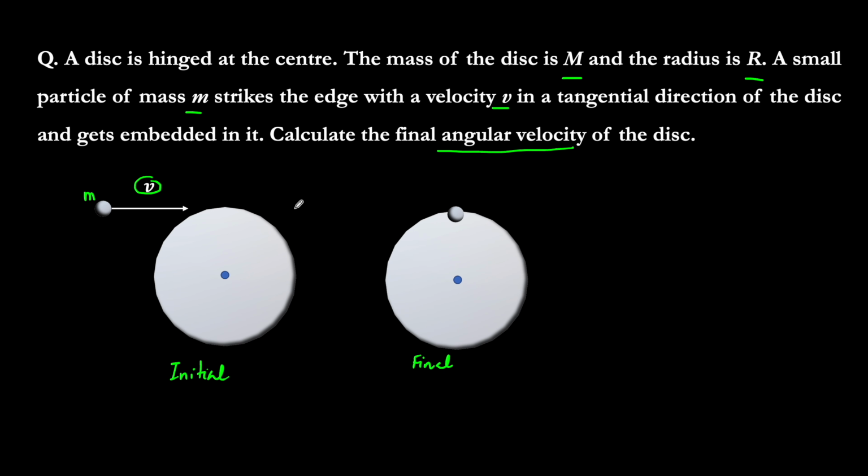I am going to repeat the animation. As you can see, a particle of mass m strikes the edge of the disk with a velocity v in the tangential direction and gets embedded in it. So finally this disk starts to rotate with an angular velocity. We need to figure out the final angular velocity of the disk.